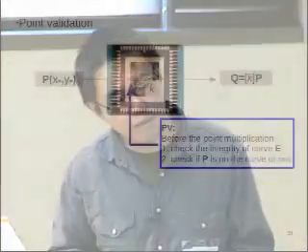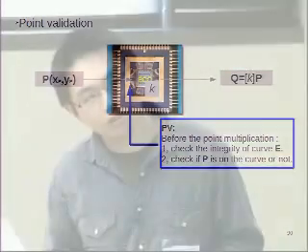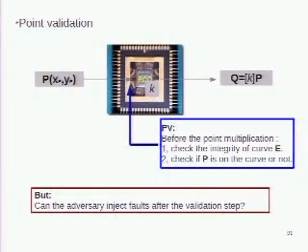So okay, that says we should verify the base point before we actually do the point multiplication. You check if the curve parameters are good and not affected, and you check if the point P is on the curve or not before you actually start the point multiplication. But, okay, can the adversary actually inject a fault after the validation step? You do the validation, but right before you are going to do the scalar multiplication, the adversary can inject the fault. So how are you going to deal with this problem?